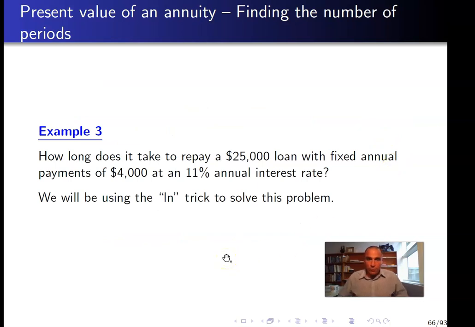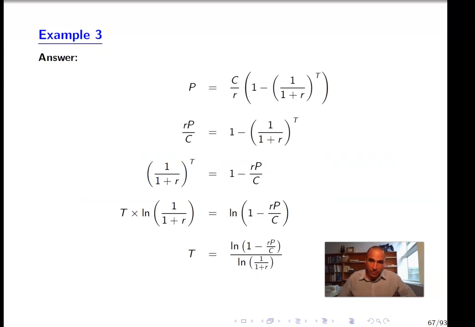How long does it take to repay a $25,000 loan with fixed annual payments of $4,000 at 11% annual interest rate? In this case, we will be using the natural logarithm to solve this problem. We take the present value equation and isolate capital T using the log. So T is equal to the log of 1 minus R times present value divided by C, divided by the log of 1 over 1 plus R.